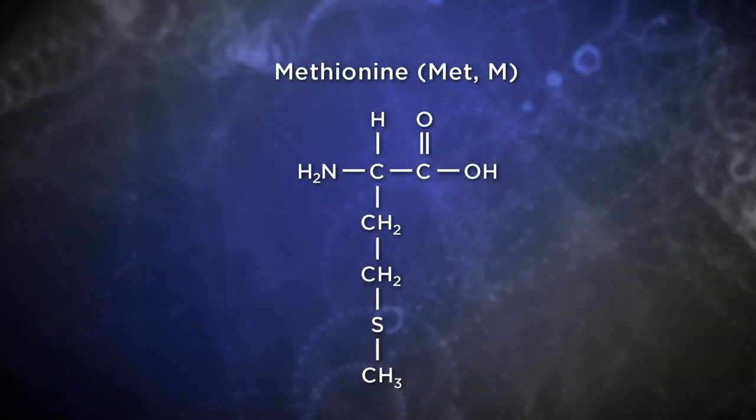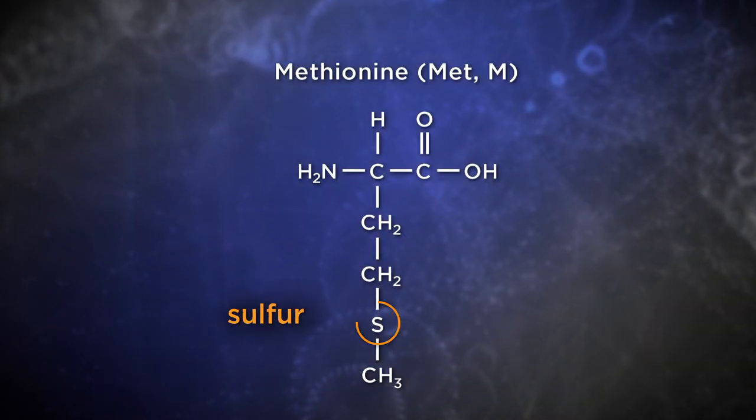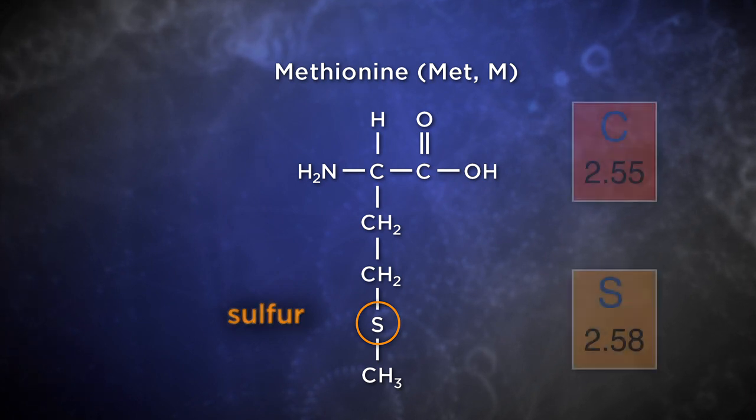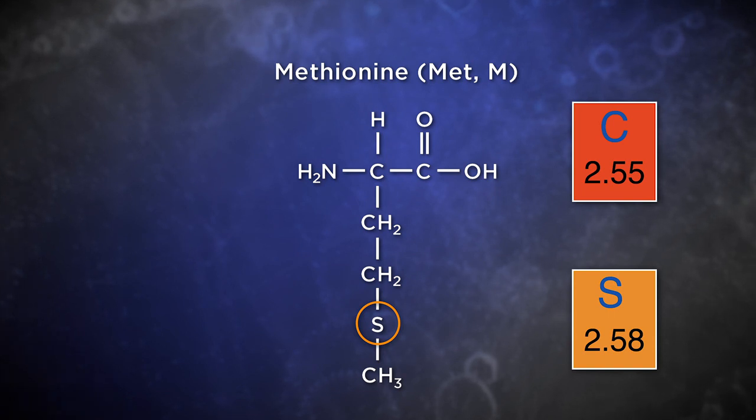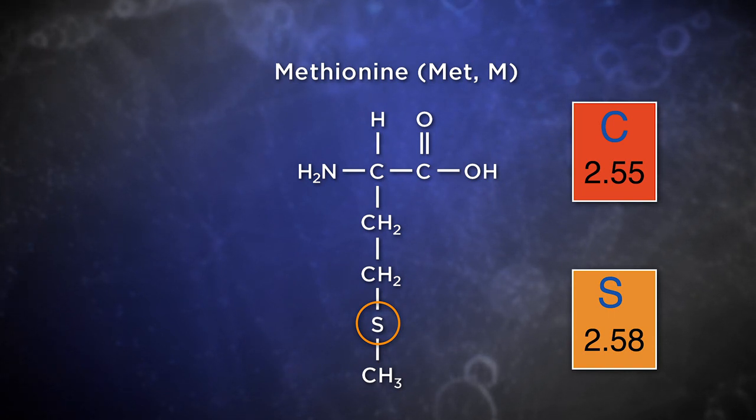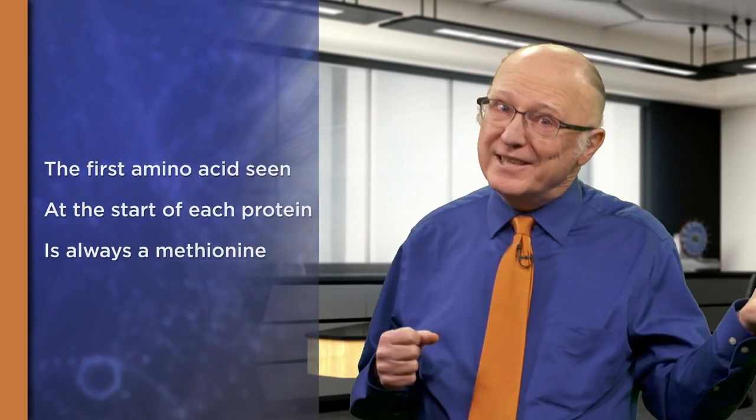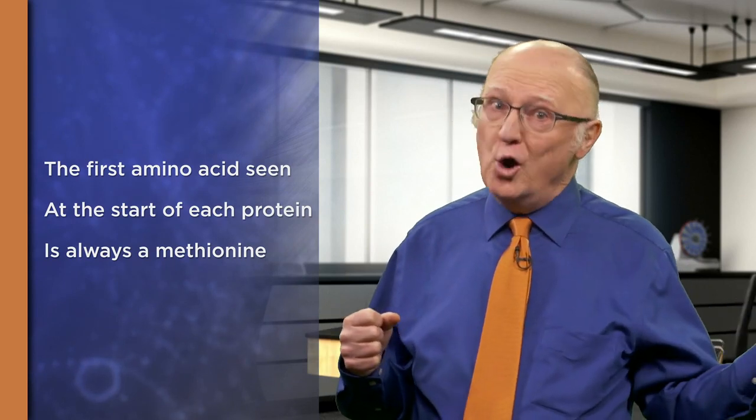Methionine's chemical oddity is that it is one of two amino acids that contain sulfur. Sulfur's electronegativity is similar enough to carbon that there is fairly even sharing of electrons, meaning that sulfur bonded to two carbons in methionine is nonpolar, and the amino acid is hydrophobic. Methionine is noteworthy because the cellular machinery for making proteins uses it as the first amino acid for making almost every protein on Earth. So guessing the first amino acid of any protein is a bar bet you're likely to win. The first amino acid seen at the start of each protein is always a methionine.